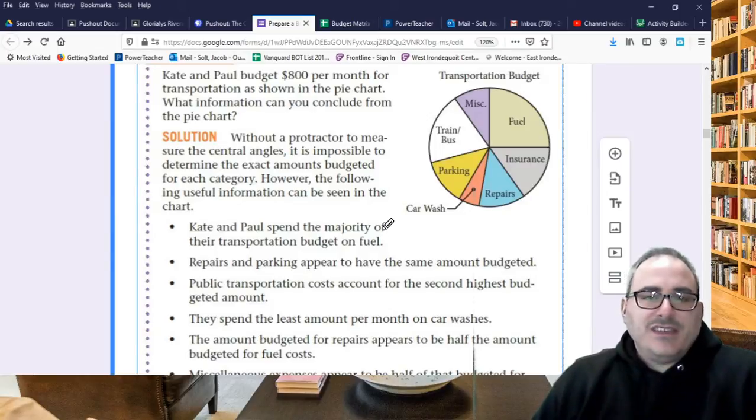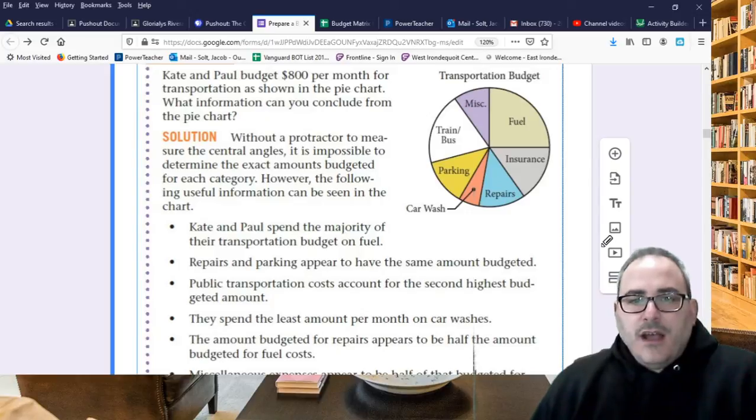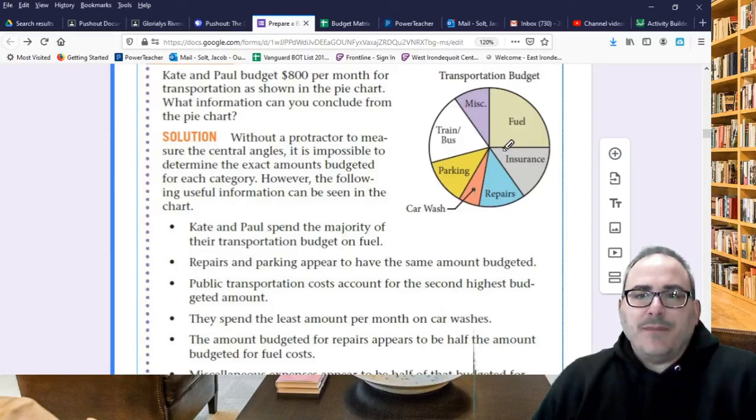Okay, then nothing really happens here. They spend the majority on fuel. We know that parking and repairs are the same, so I'm going to put one little hash mark in for each of these because these are about the same. Public transportation is the second highest budget amount. I'm going to put 2 of these in here. 2 arc marks mean this is a different angle measure. They spend the least amount on car washes.